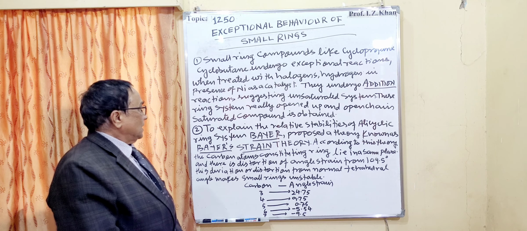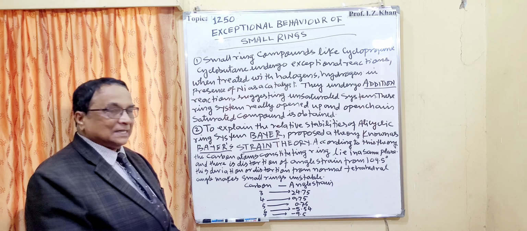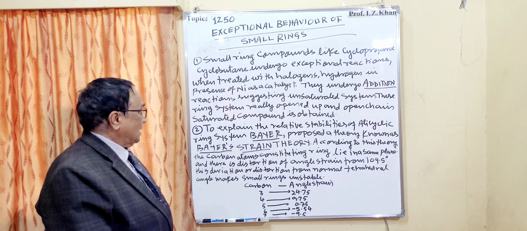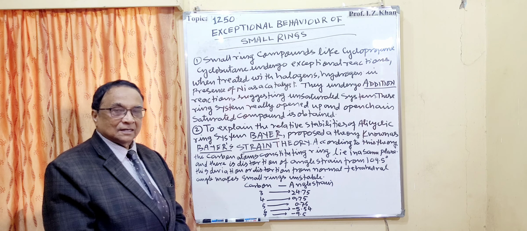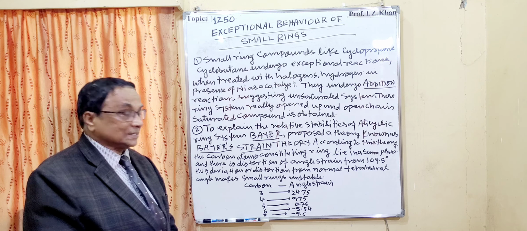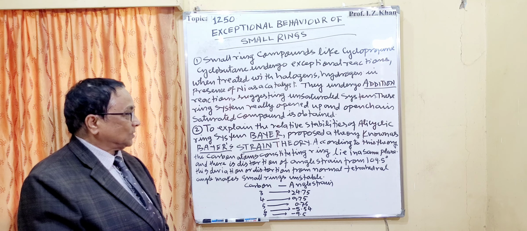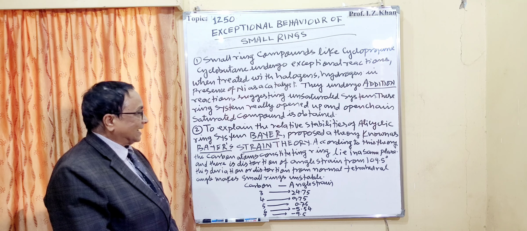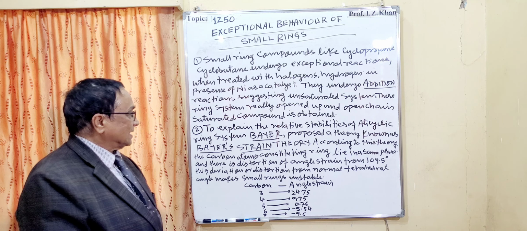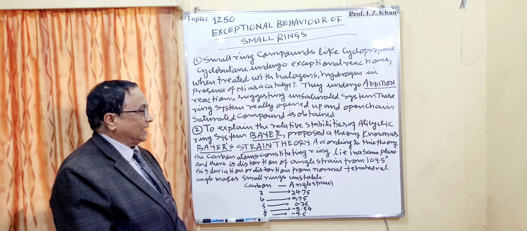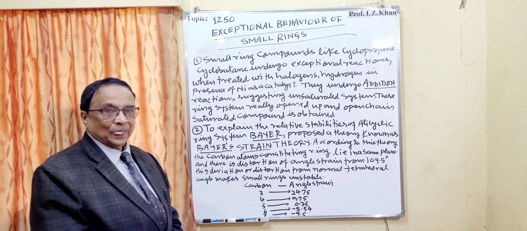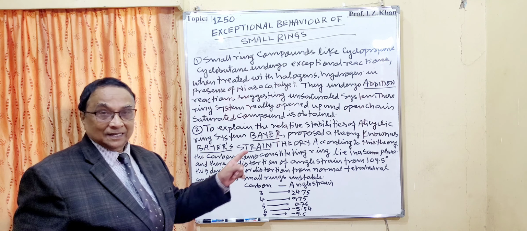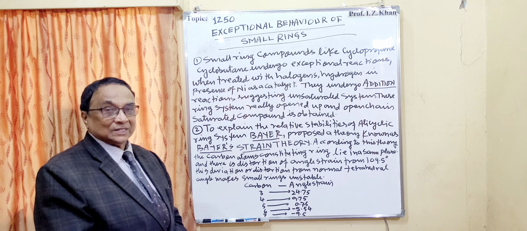And number 2, to explain the relative stabilities of alicyclic compounds where the ring system is there, Bayer was a scientist who gave a lot of theories, and he proposed a theory well known as Bayer strain theory. According to this theory, the carbon atoms constituting the ring lie in a single plane. I have already demonstrated how they lie on this plane, but this theory was based on limited knowledge.